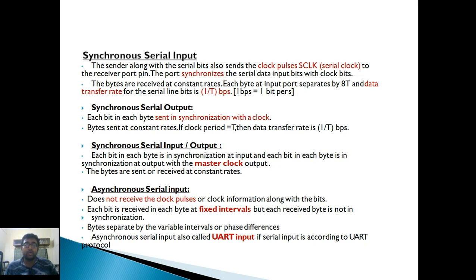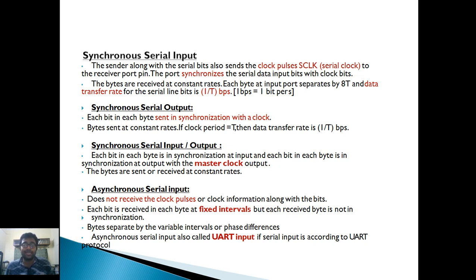output. Now the third one is nothing but the merge of both the previously mentioned synchronous serial input and serial output, that is known as synchronous serial input/output. Each bit in each byte is in synchronization at input, and each bit in each byte is in synchronization at output with the master clock output. The bytes are sent or received at constant rates.